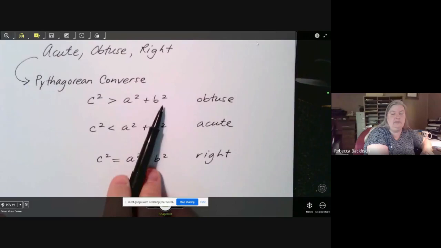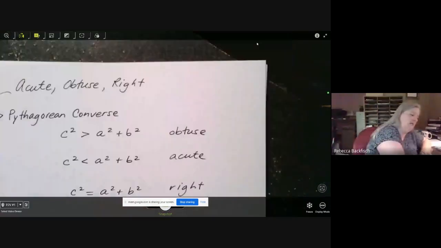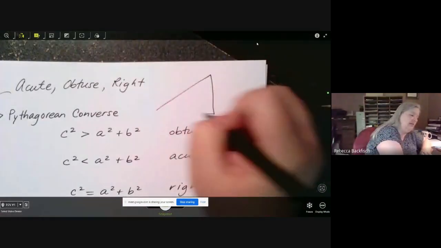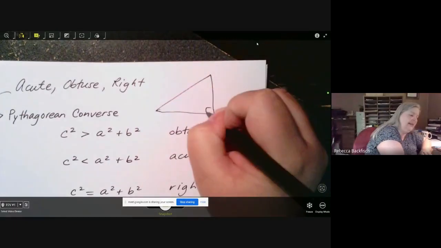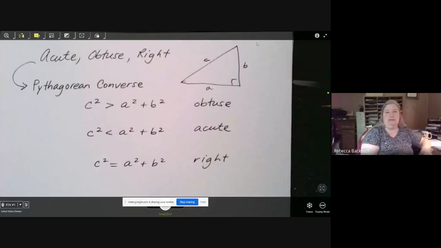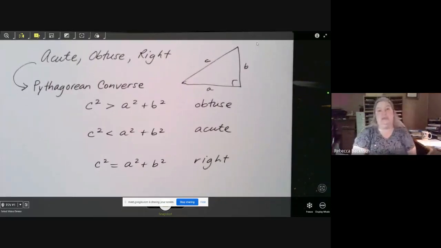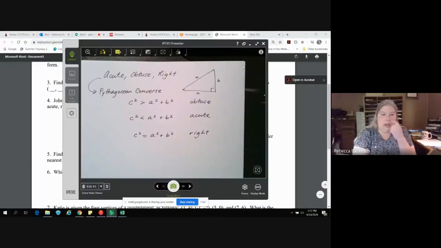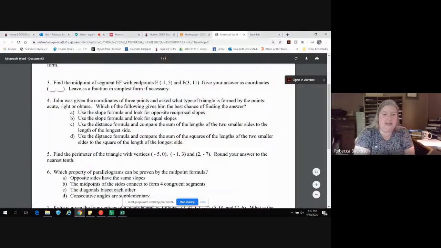All right, now when we're talking about Pythagorean converse or Pythagorean theorem, a, b, and c are side lengths. So this means we need distances. So we have to do distance formula. So I don't want the slope formula, and I don't want the slope formula. I don't want A or B.